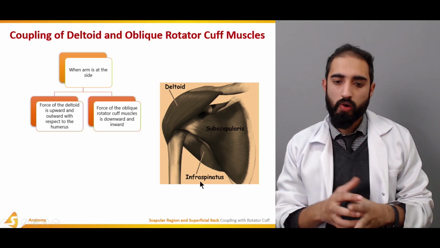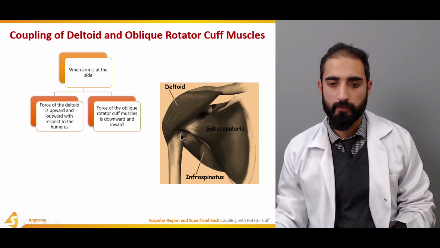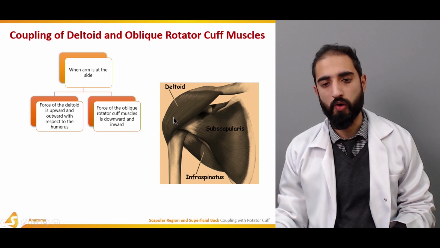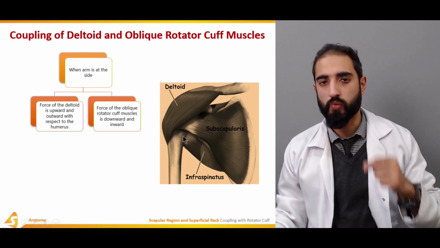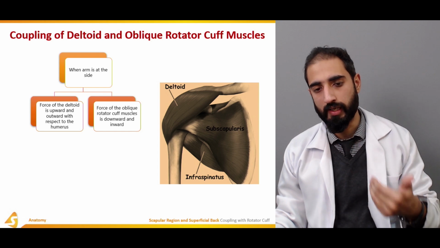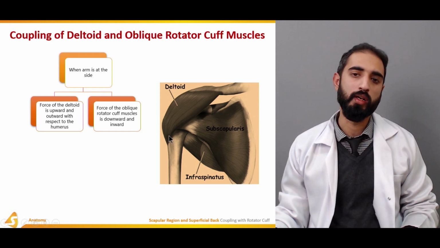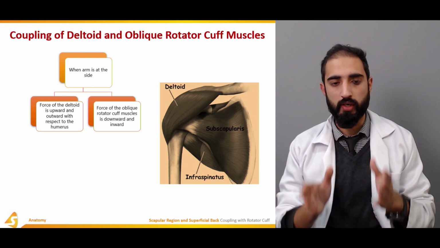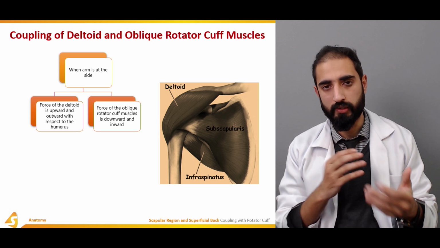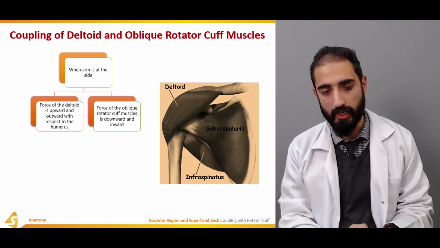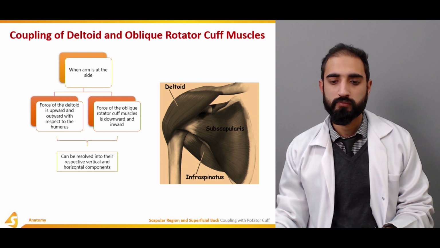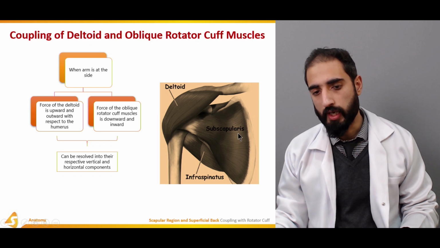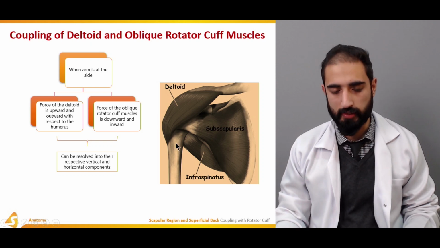So because of these components, the superior component and inferior component actually cancel each other out, and the contraction of the deltoid does not result in the superior migration of the humerus and thus subacromial impingement. And that is one of the importance of these two groups of muscles contracting against each other's action. But the other thing that we have is the horizontal component, which is inward and outward, and we are going to talk about that in detail.